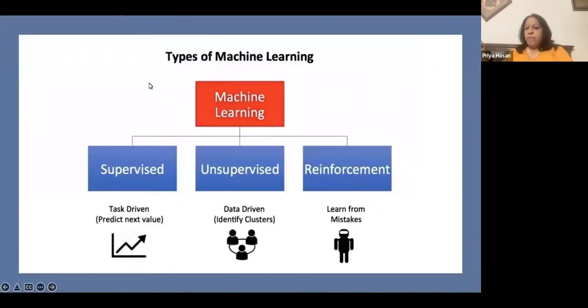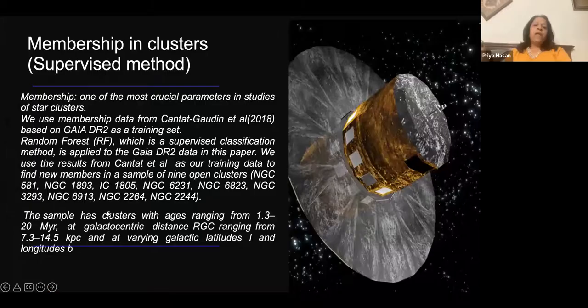The types of machine learning could be supervised machine learning algorithms, which are basically task-driven. You could have unsupervised, which is basically data-driven to identify clusters. And then you could have reinforcement learning. But what I'll be talking about today are supervised as well as unsupervised machine learning methods for membership. An earlier work which we already did was studying the membership of clusters using a supervised method.